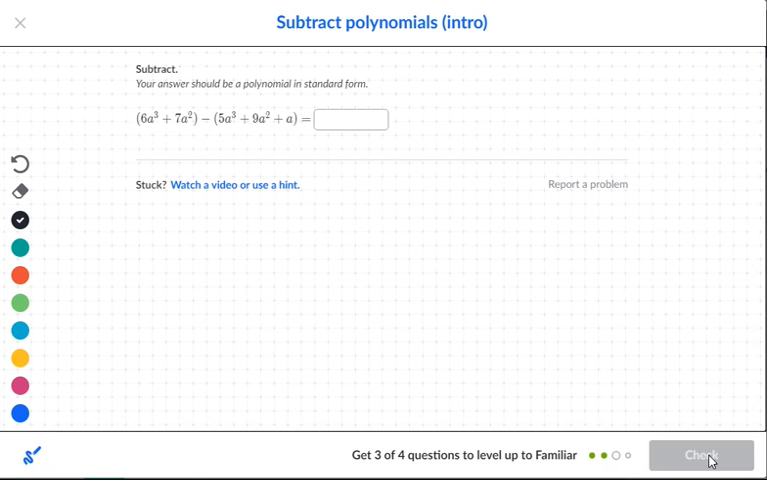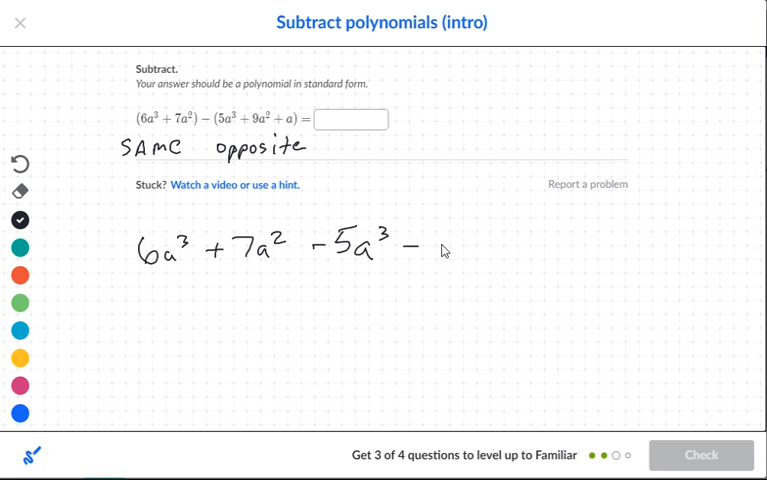So the next one, we want to look at what we have with the parentheses. There is no negative sign here, so those terms stay the same. There's a negative sign in front of the second parentheses, so all those terms become opposite. So now we're going to write what we see. We have 6a to the third plus 7a to the second. They stayed the same for the first parentheses. Second parentheses, they become opposite. So that positive 5a to the third is now negative.